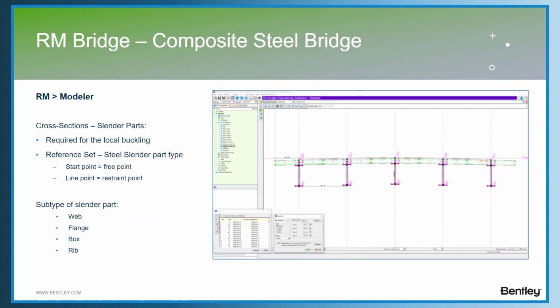So for steel cross-sections or steel composite cross-sections, the definition of slender cross-section parts is required to consider the local buckling phenomena due to the compression forces. In RM Bridge, slender parts are defined as reference sets of the cross-section. These reference sets have to be of the type steel slender part, and the subtype can be web, flange, box, or rib.